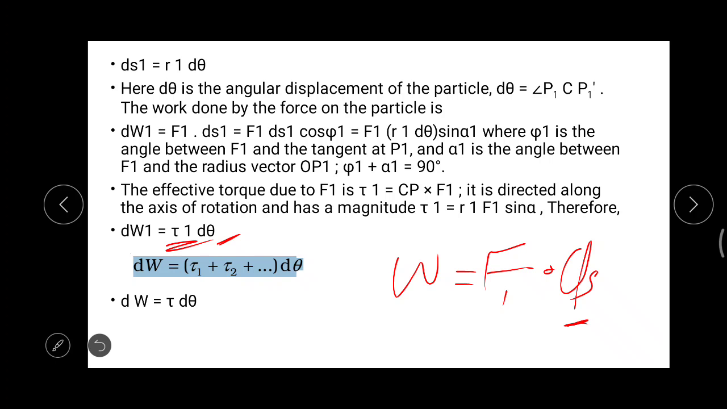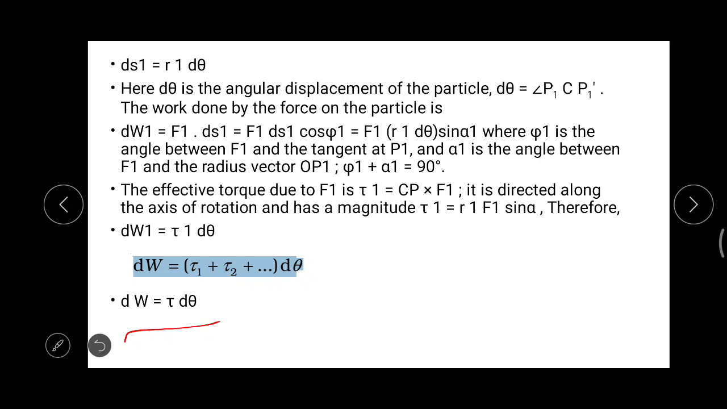Likewise, if we have n number of linear forces applied on a particular axis, then n number of torque values will also be generated. So tau 1 plus tau 2 plus etc. up to tau n into d theta, the angular displacement, is the angular work done. In general, the total work done dW is equal to tau, the total torque, into the angular displacement. So it is similar to work is equal to F dot ds.